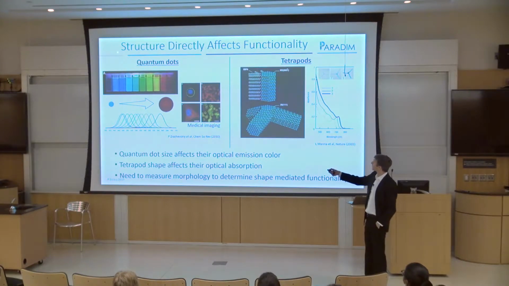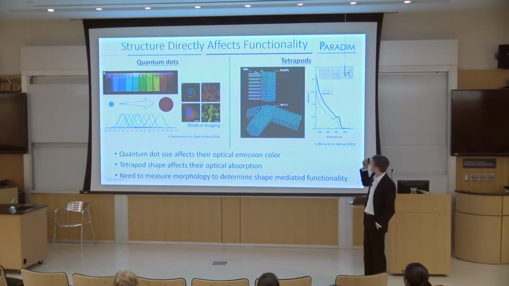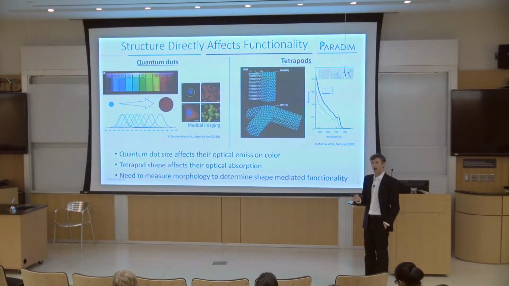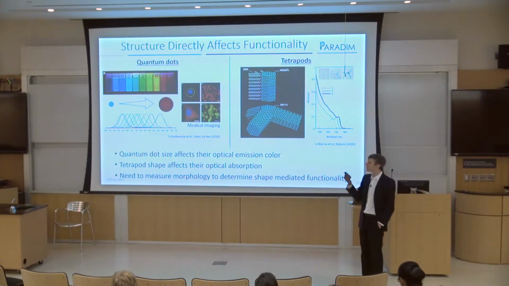So the key concept here is that structure directly affects functionality. And this has been a long-term thing that people have known. And now, going down to the nanoscale, people really need to know what the structure of their objects are at these extremely high resolutions in order to figure out how they are useful, what they do, and how the structure affects how they affect the world, basically. There's a couple of examples of that. You can think of quantum dots or nanoparticles. They're basically called the same thing now.